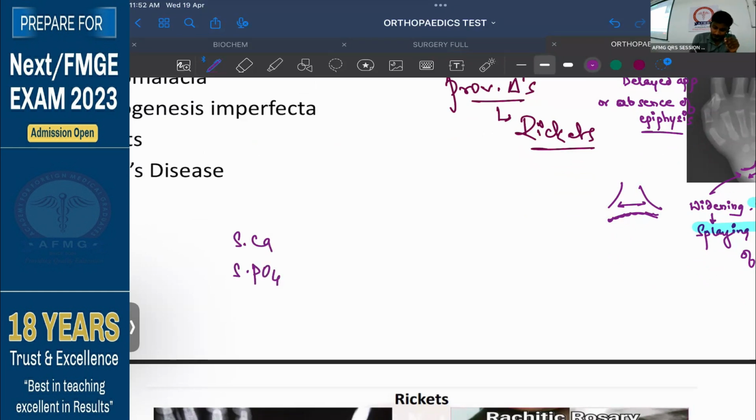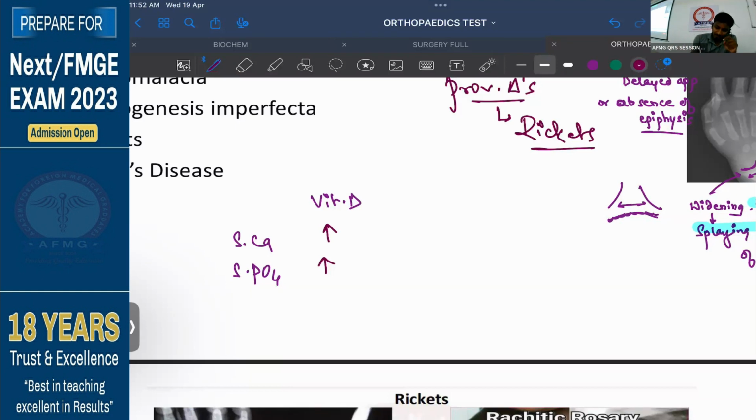Which ones? Vitamin D. First of all, what does vitamin D do? Increase or decrease? It increases serum calcium as well as serum phosphate. Why? Because it increases the absorption of calcium and phosphate from the intestine. Second, it prevents excretion of calcium and phosphate, or it increases reabsorption of calcium and phosphate from the kidneys. Whereas third, it causes deposition of this calcium and phosphate in the bone, and that is what is called mineralization of bone.